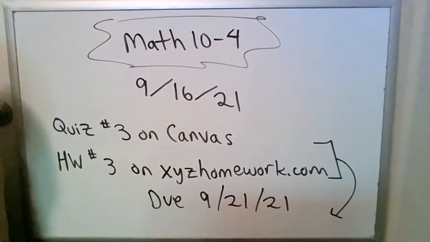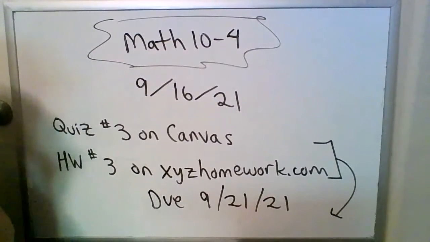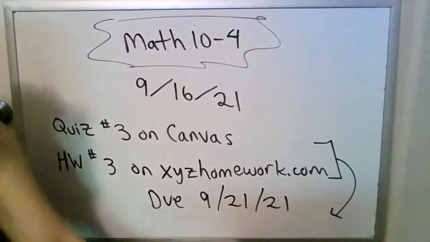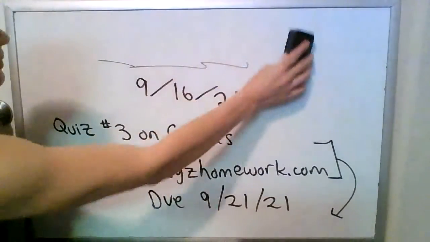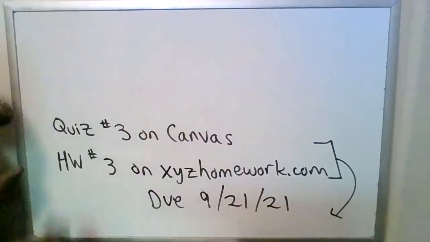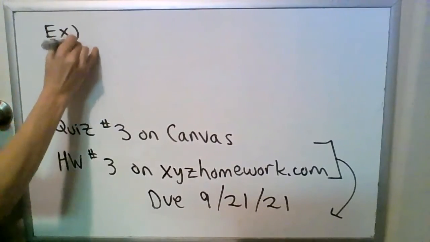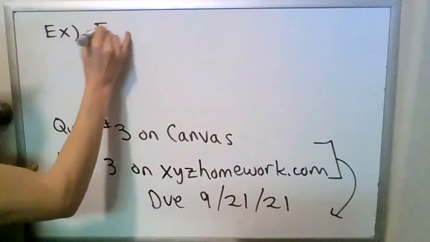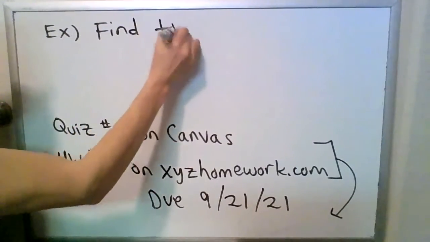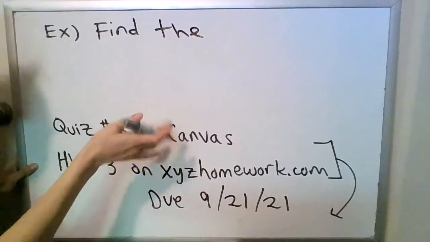Okay, today I have more notes for homework 3, which is all about graphing lines. We left off talking about horizontal and vertical lines. So we're going to do this example. We will find the equation of the line given the following graph.